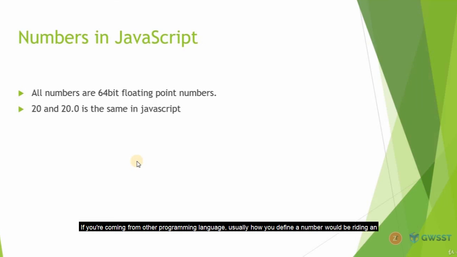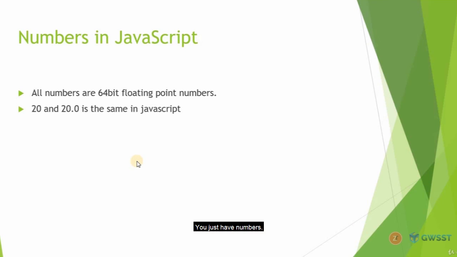If you're coming from another programming language, usually how you would define a number would be writing an int or a floating number or something like that. In JavaScript, you don't have all of those things. You just have numbers. All numbers in JavaScript are 64-bit floating point numbers. So for example, you write 20 or 20.0, it really doesn't matter. Both are the same here.